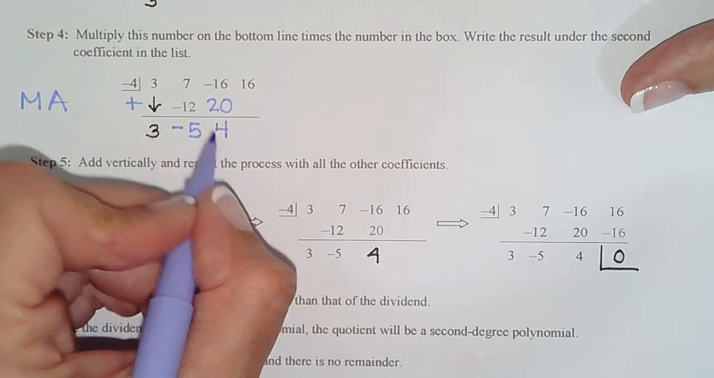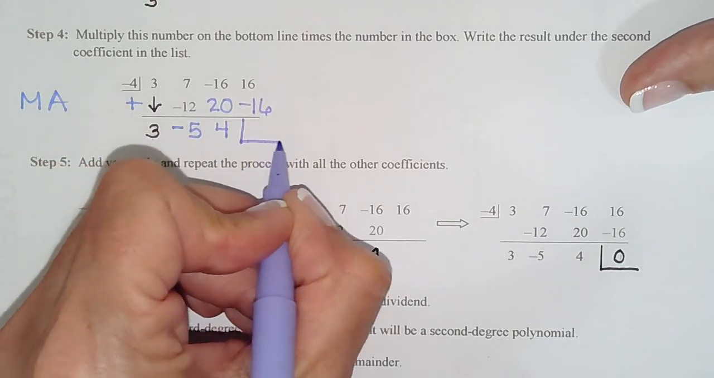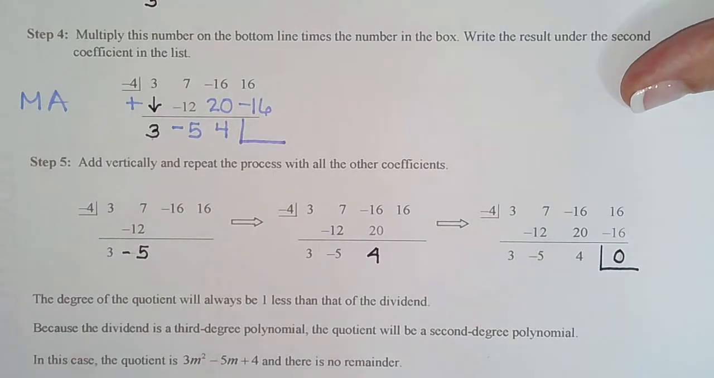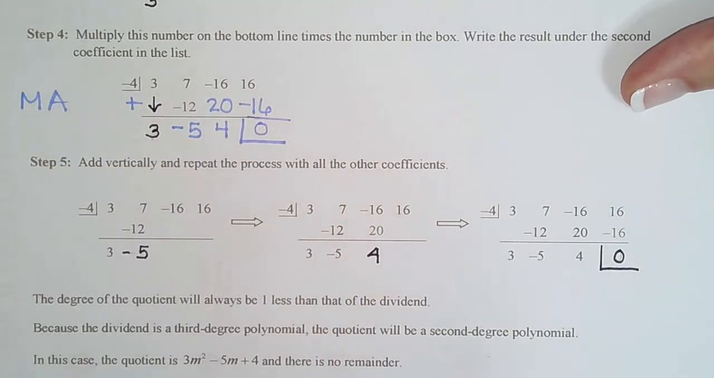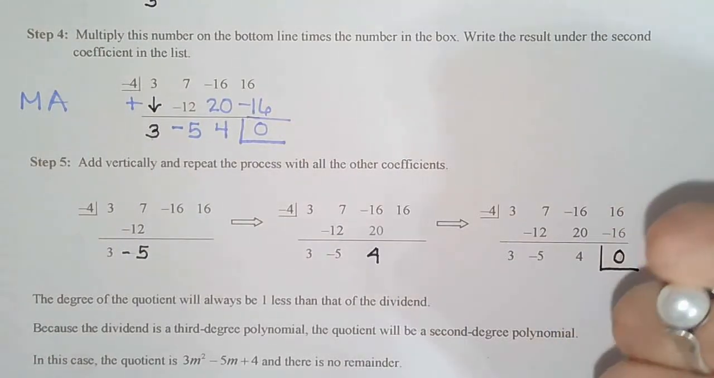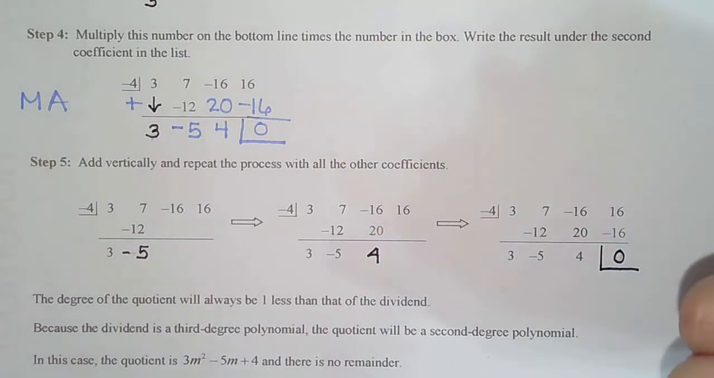Then I multiply, -16. And then this last number is always the remainder. 16 minus 16, so this time the remainder is 0. So isn't that interesting? So we just did a 9-step division problem in 1 step. Wild, right?